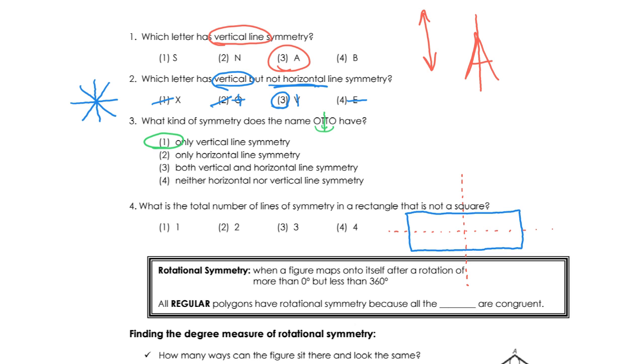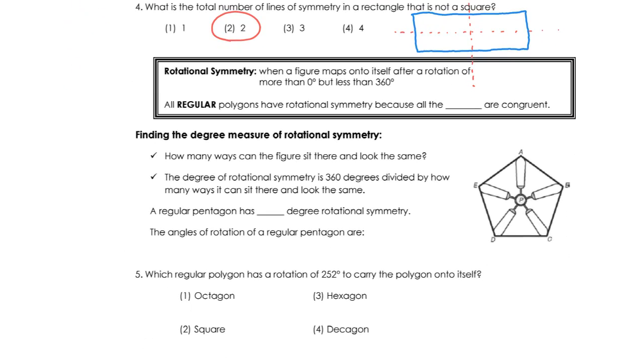You see that? Sometimes you can try it with a piece of paper. A standard sheet of paper is a rectangle that's not a square, so that would work. A rectangle that's not a square is only going to have 2 lines of symmetry. If that rectangle was a square, then it would have 4. All right, going down.